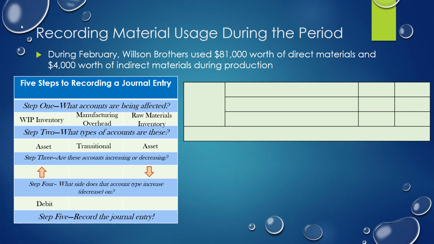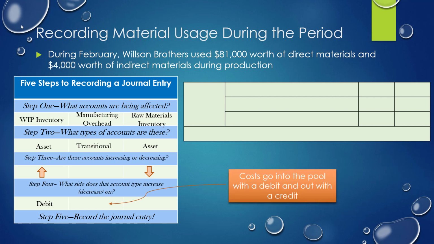What do we do with this transitional account? What do we do with manufacturing overhead? Well, the rule for manufacturing overhead is pretty simple. Costs go into the pool on the debit side, they come out of the pool on the credit side. Or if you want more accounting verbiage, actual costs are recorded on the debit side. Allocation from the pool to jobs occurs on the credit side.